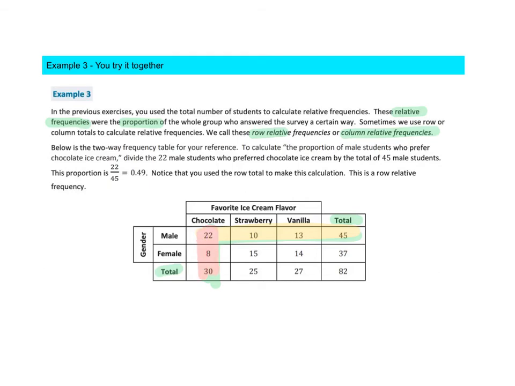Okay. Below is a two-way frequency table for you to reference to calculate the proportion of male students who prefer chocolate ice cream. So if we were going to find male students who prefer chocolate ice cream, if we wanted the row relative, we would do 22 divided by 45 because that's our row relative. If we wanted the column relative, we do 22 divided by 30 because that's our column. Okay. We're going to go ahead and move to the next slide where we interpret this table a little bit more.